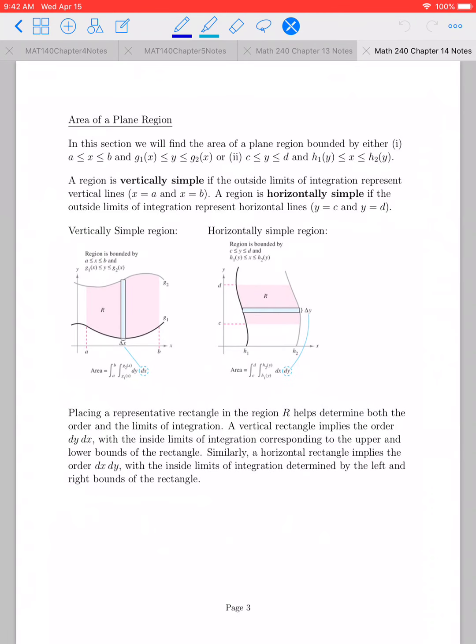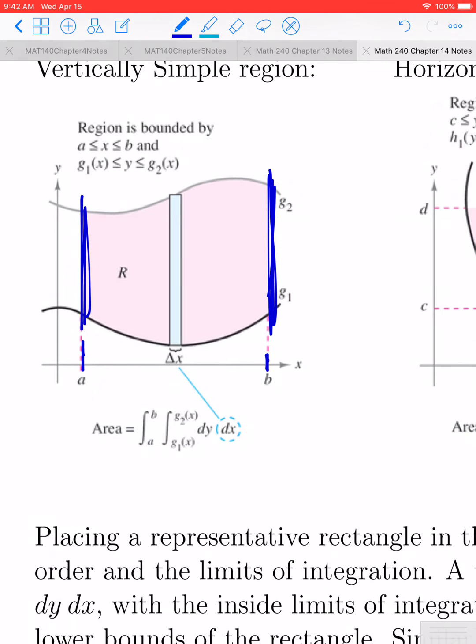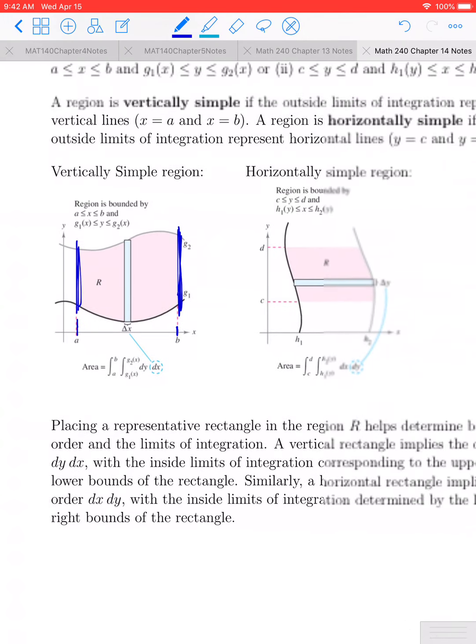We say that a region is vertically simple if the outside limits of integration correspond to the vertical lines x equals a and x equals b. If we look at this graph here, this is exactly what's happening in the first graph. The region itself, R, is bounded by two vertical lines. One is the vertical line x equals a, and the other one is the vertical line x equals b. This is a vertically simple region.